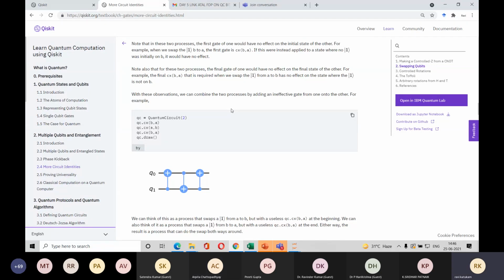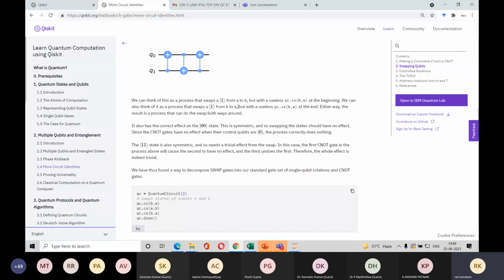See, Q0, Q1, if you put swap, Q1 will, no, it will be swapped to Q0. Q0's information will be swapped to Q1. It will exchange the values, that's all. Okay, swapping is exchanging.